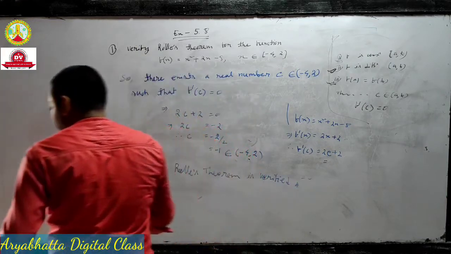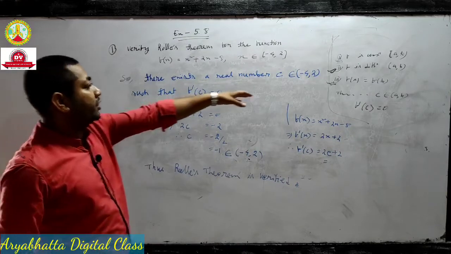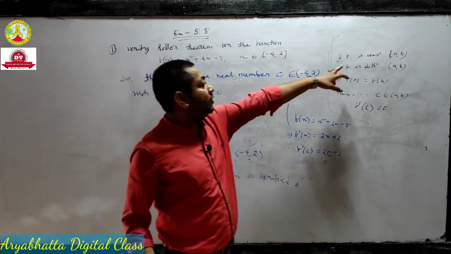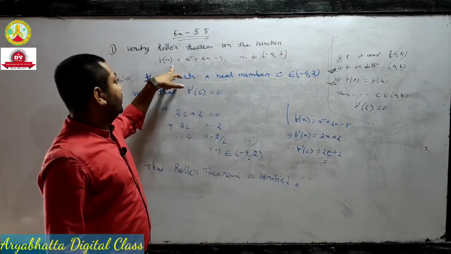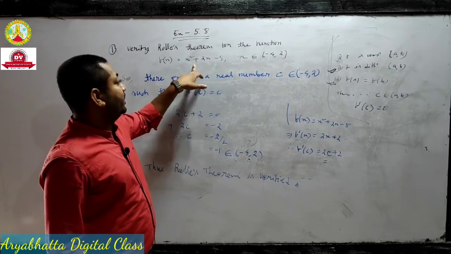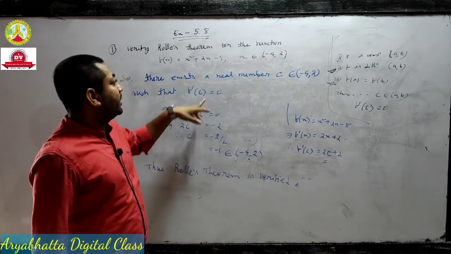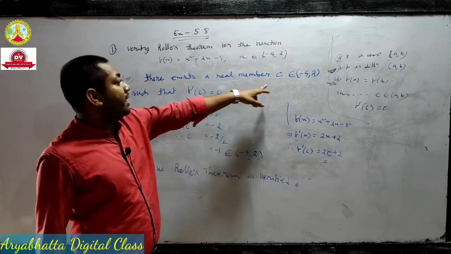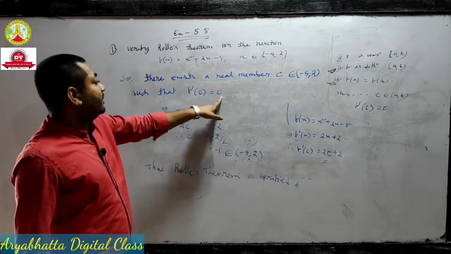Thus Rolle's theorem is verified because the first condition exists. Here f of x is a polynomial, therefore it is continuous on the closed interval a comma b. The second condition exists, since f of x is a polynomial, therefore it is differentiable on the open interval minus 4 comma 2. And the third condition exists, f of minus 4 is equal to f of 2. Then there exists a real number c belongs to open interval minus 4 comma 2 such that f dash c equal to 0.